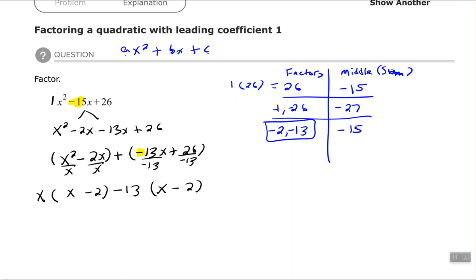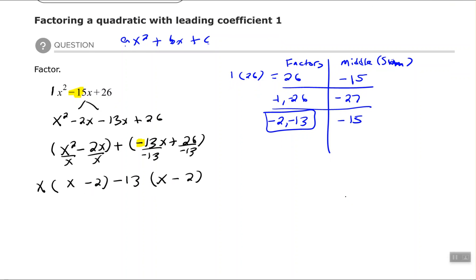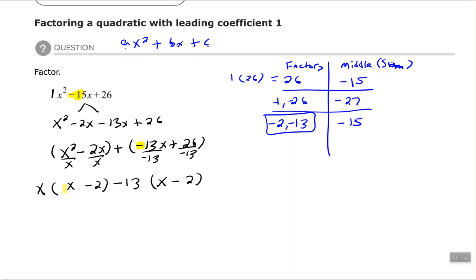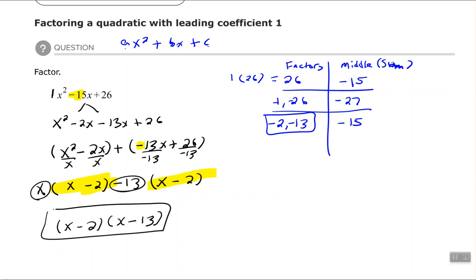The final step for factoring by grouping is to factor out the common binomial, which in this case is x minus 2. And then write those leftovers in the parentheses together, x minus 13. Now, here's the shortcut. You should still go ahead and start off the AC method like we did. 1 times 26 is 26. Find your factors that give you a sum or add up to be the middle number.